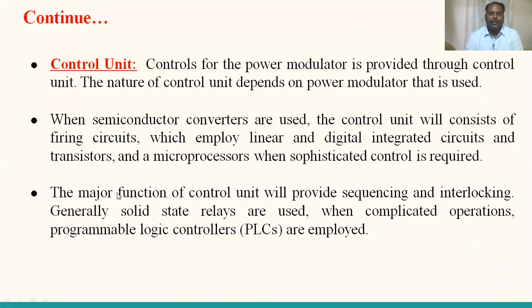So we are here. The control unit is controlling the power modulator. The major function of the control unit is to provide sequencing and interlocking. For example, the rectifier is the power modulator and the control unit is a firing circuit. In a single phase rectifier, how many switches are there? Four switches are there, and all these switches are thyristors. So four pulses are required.